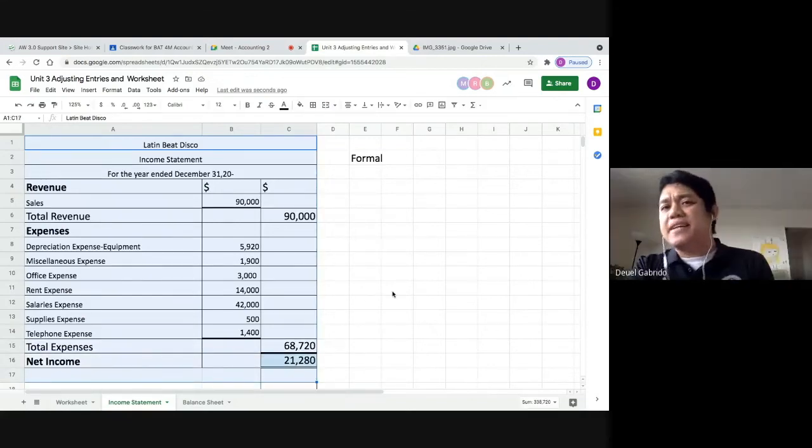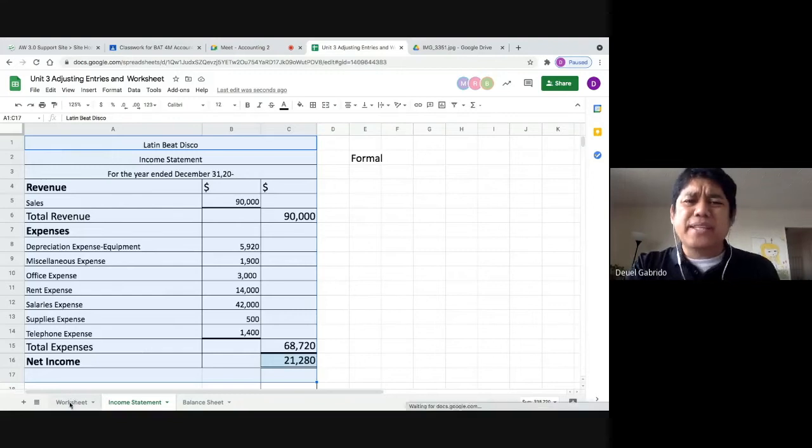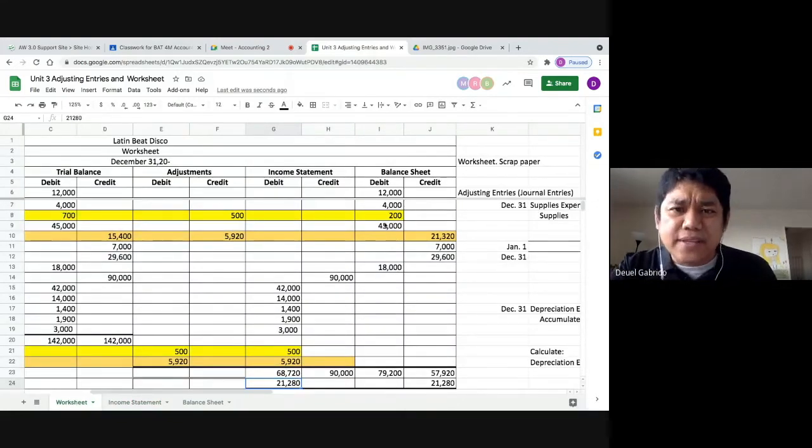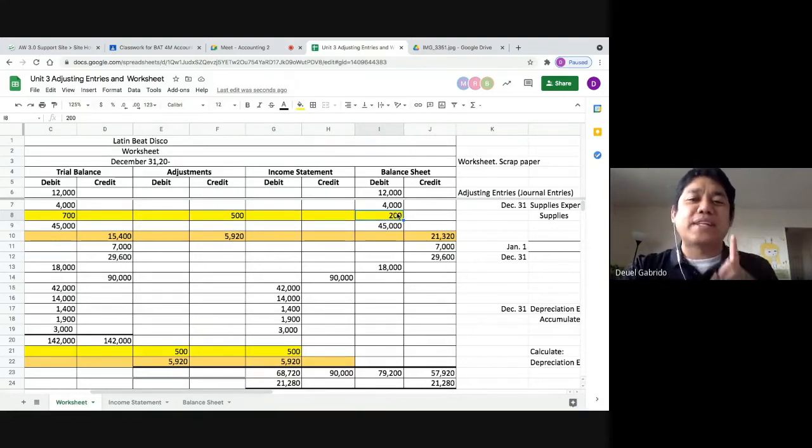Okay, what about the balance sheet, sir? Okay, we did it already in the worksheet, right? See, we did an adjustment. The supplies become 200. Okay, this is what the boss wants to see.